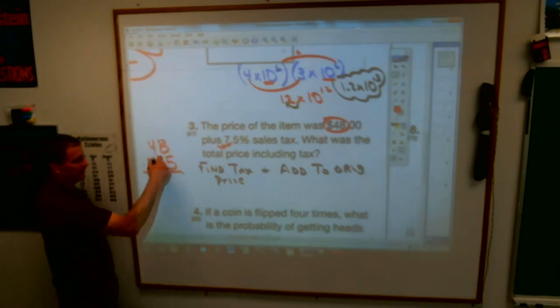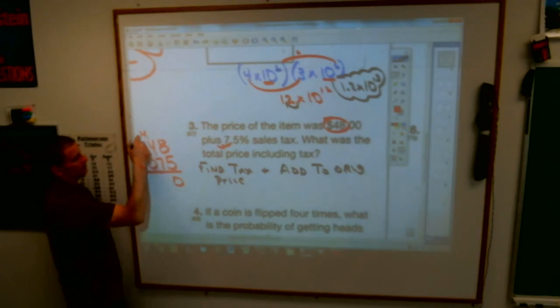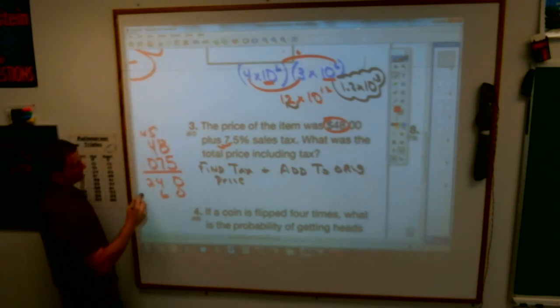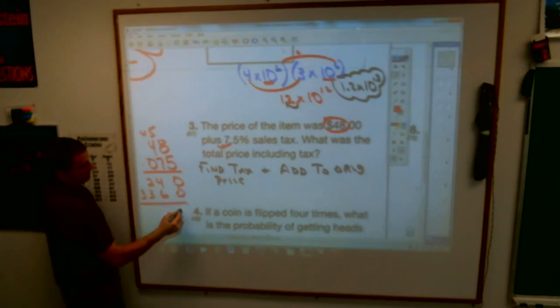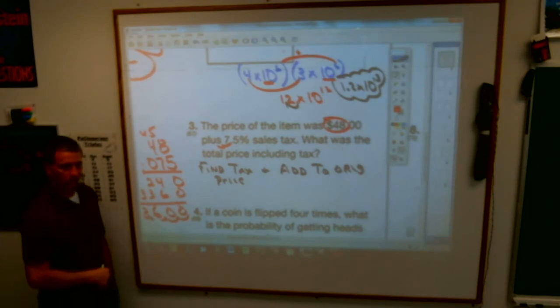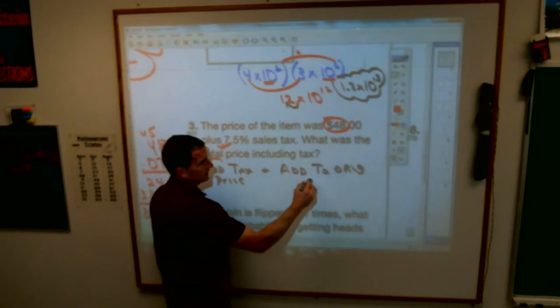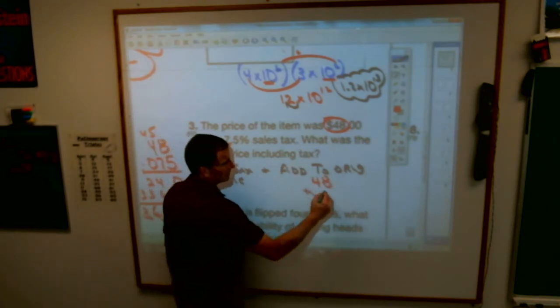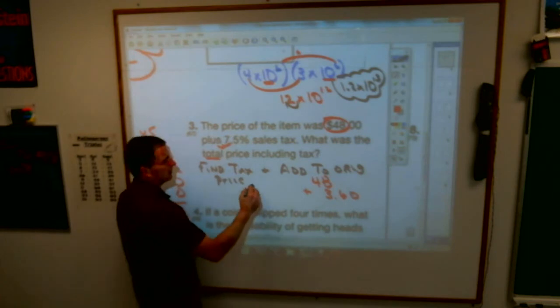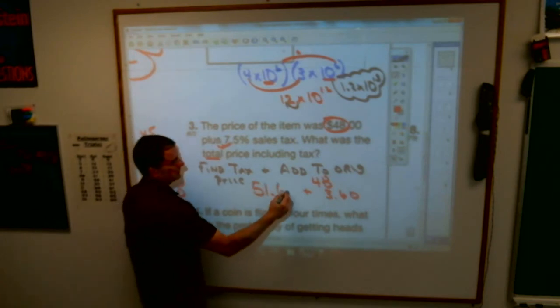Let's see what we get. 5 times 8 is 40. 20 plus 4 is 24. Put a 0 down there. 7 times 8 is 56. Carry the 5. 28 plus 5 is what? 33. 0, 0, 6, 3. 3 decimal places: 1, 2, 3 is $3.60 in tax. A realistic tax on $48, it sure is. But it wants the total price, so you have to take the original $48 plus the $3.60 to get your $51.60.